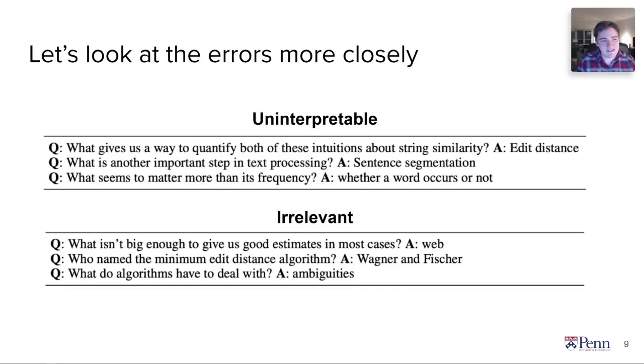So let's look at this a little bit further. An uninterpretable question is one that you can't make sense of out of context. For example, what seems to matter more than its frequency? We don't know what it is. It's uninterpretable. For irrelevant questions, something like, what do algorithms have to deal with? Ambiguities. It's a well-formed question, but it's not something you'd want on your quiz because it actually just doesn't matter for computational linguistics.